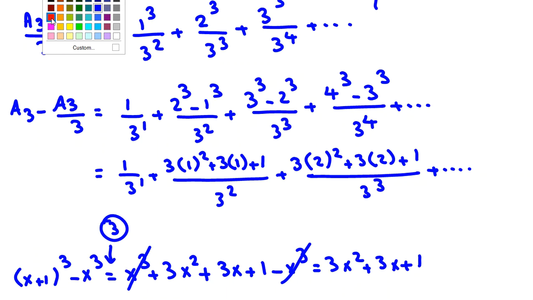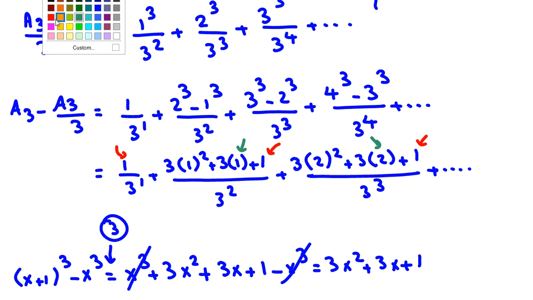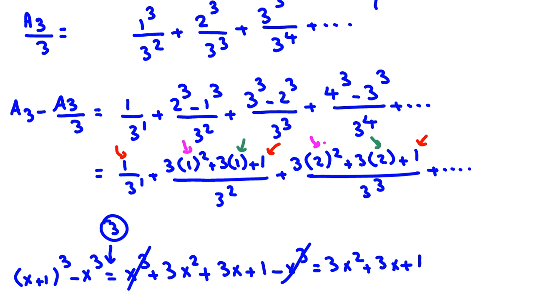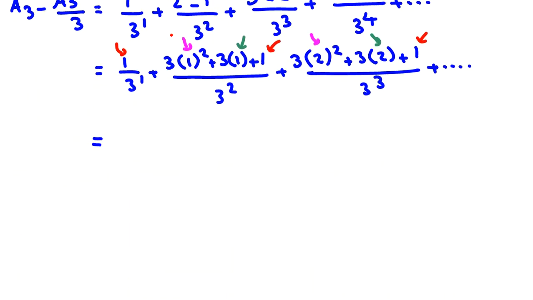Now, I consider all these ones with red, and this one with green, and the next one with pink: 3 times 1 squared, 3 times 2 squared, and so on with pink. So let's calculate these terms. At first, red: 1 over 3 to the 1, 1 over 3 squared, 1 over 3 cubed. It was red.